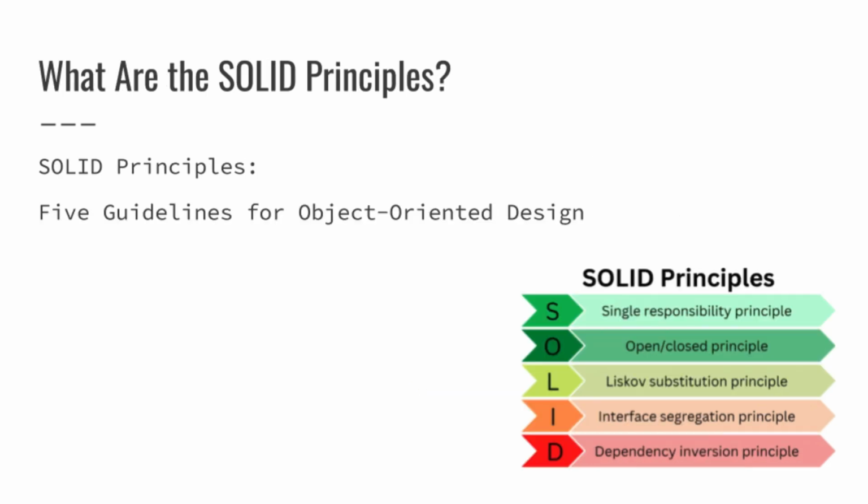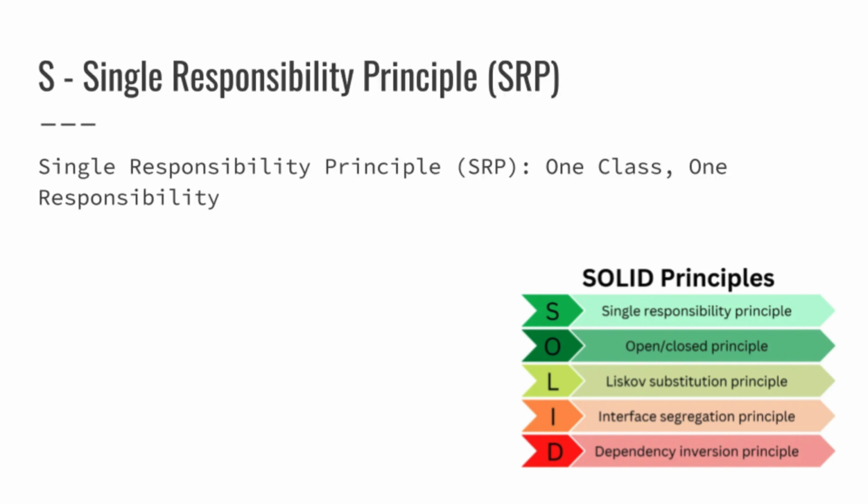The term SOLID was introduced by Robert C. Martin, or Uncle Bob, and represents 5 principles for writing well-structured, maintainable code in object-oriented programming. Each letter in SOLID stands for one principle, and when applied together they help us create software that's scalable and easy to manage. Let's go through each one, starting with the single responsibility principle.